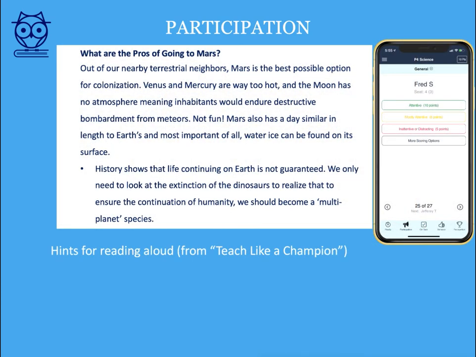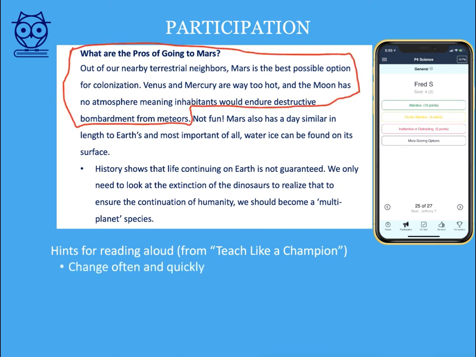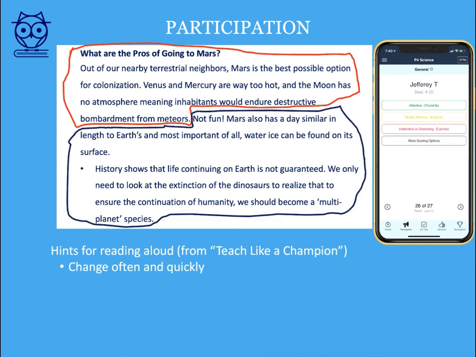Hints for reading aloud from Teach Like a Champion. Change often and quickly. "Please begin reading, Fred." Students will follow more closely if you break up bigger paragraphs, giving each reader from 2 to 4 sentences. "Thank you, Fred. Next is Jeffrey." "Thank you, Jeffrey. We'll hold here for a comprehension question."